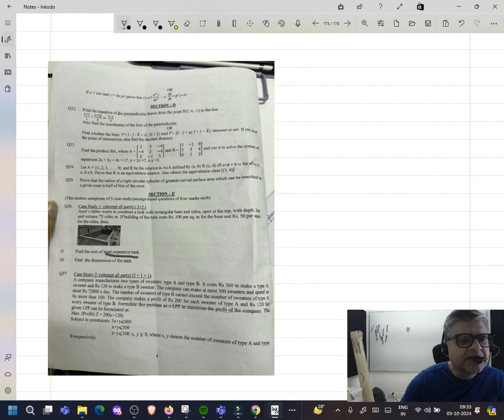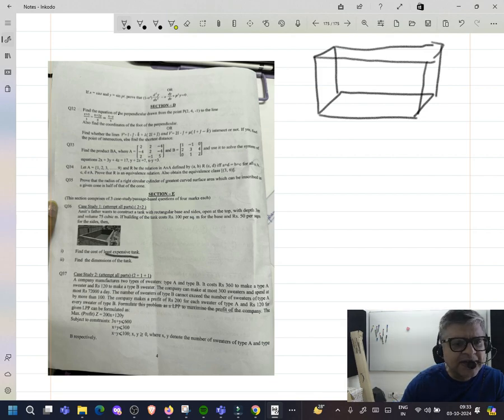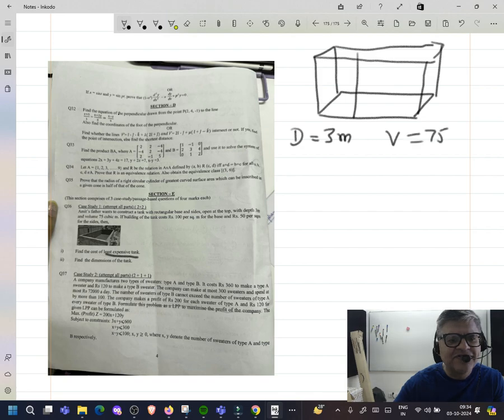Okay, let's see. So he wants to build a tank. It's a rectangular base and sides, which means it's a cuboid which is being built, right? Let's build a cuboid. So maybe this is the kind of tank he wants to build, and the depth of the tank is given to be 3 meters. The overall volume of the tank is 75 cubic meters. So we need a volume.